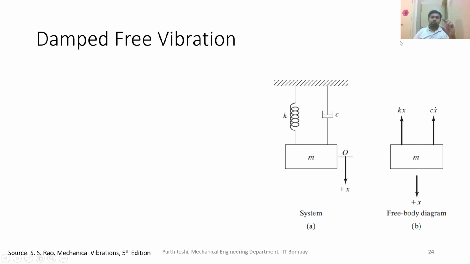So k into the static deflection and the weight, which is m into g, are always in balance, and whatever additional deflection we have, that is kx, which is the unbalanced force. The total force in the spring is k into x plus k into the static deflection, but that k into static deflection is balanced by m into g. So that's why it gets cancelled out, and we don't show the force like that.